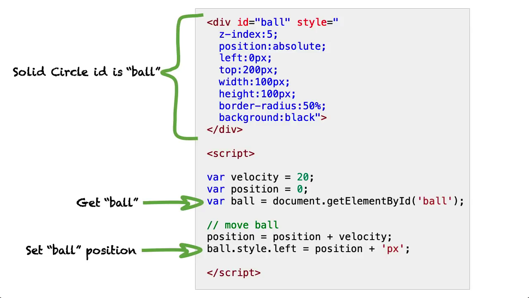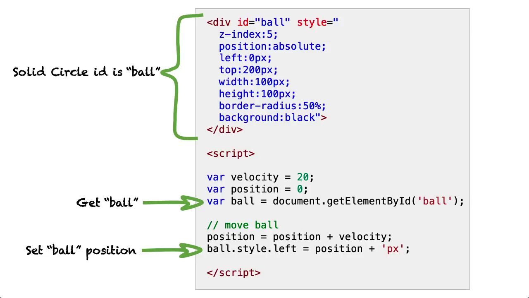If we move to the bottom part of that code, you will see that we are defining a velocity and a position, just like we've done. And then we're also getting a handle on that ball. So we use document.getElementById, we give it the ID, which is ball, and from there on, we have a handle on that ball. We also have the position, which will increase by the velocity. And then we set the property of the ball, as you can see, to be left.